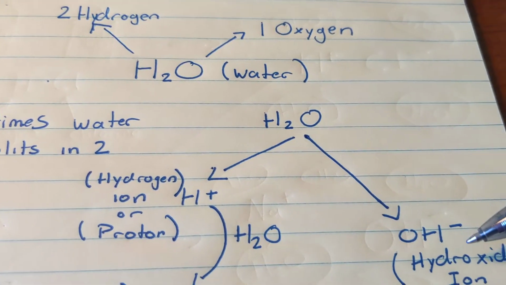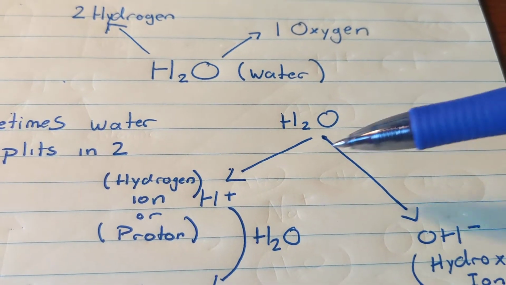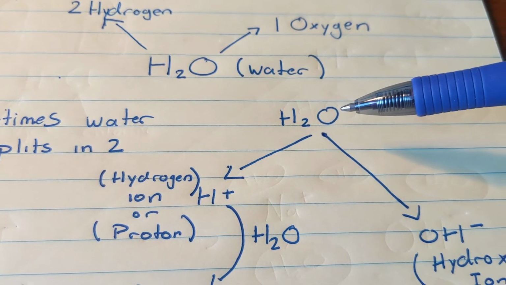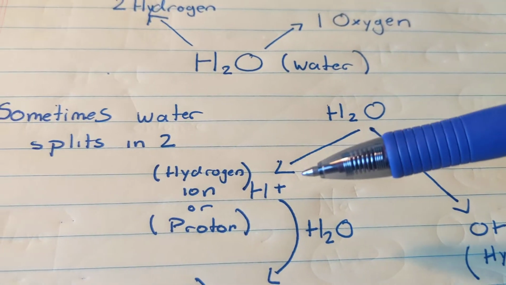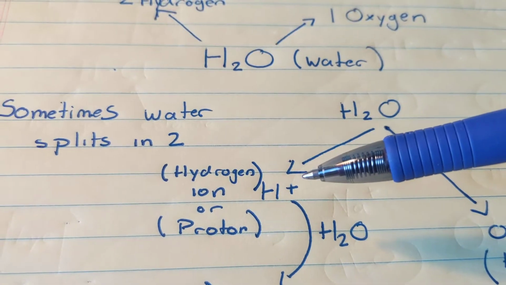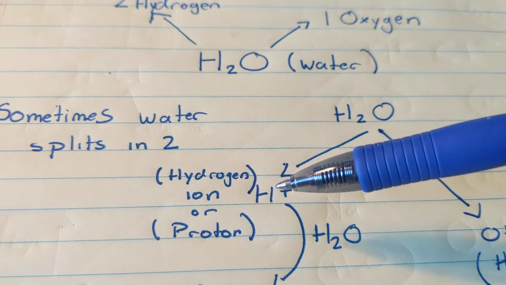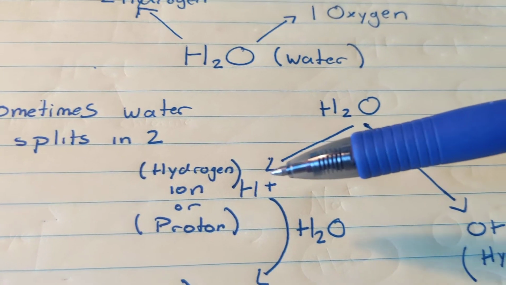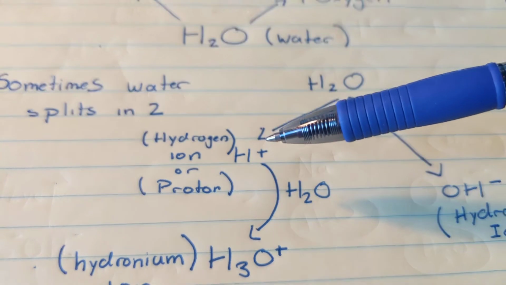Because the first piece has a minus charge, the other one has to have a plus charge for it to balance out, because water is neutral. So we've got the hydroxide ion over here, and then the other piece is the hydrogen ion, also known as a proton because it's just one proton. So hydrogen ion.